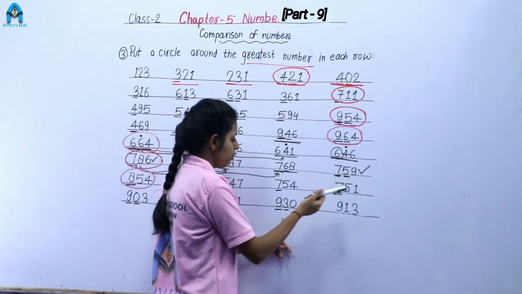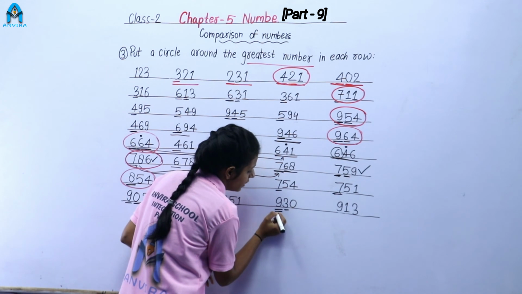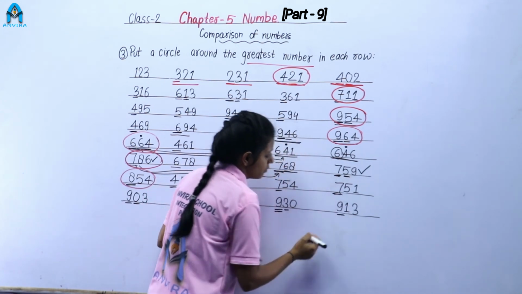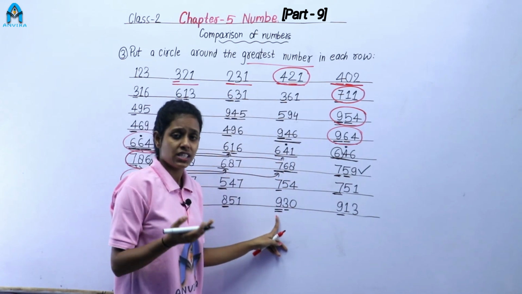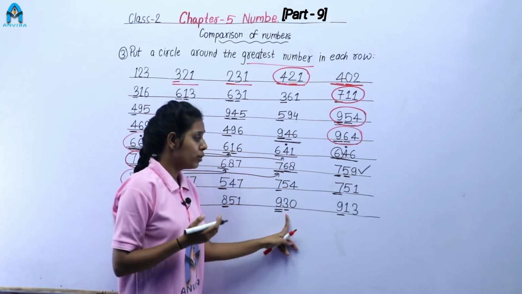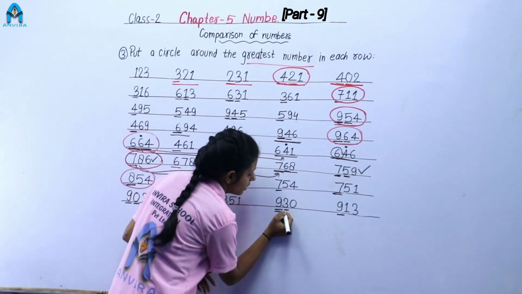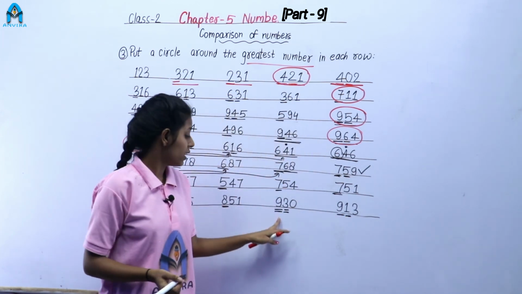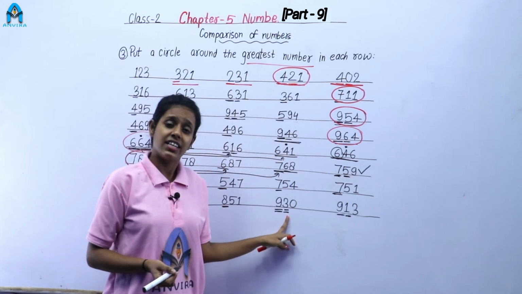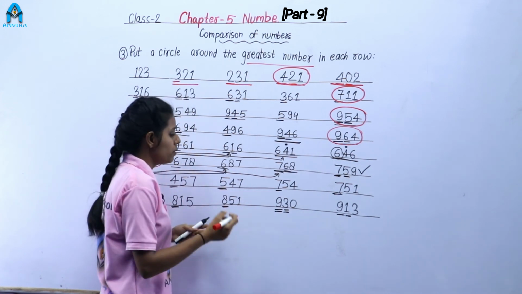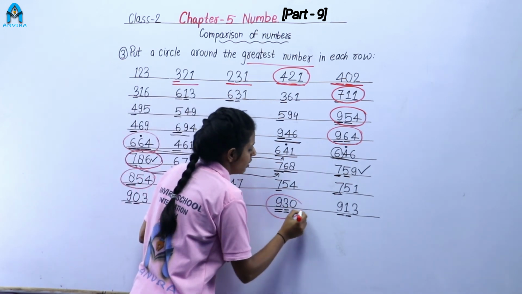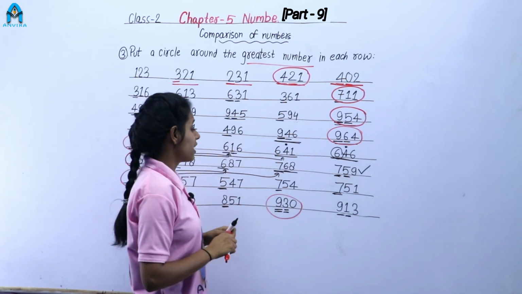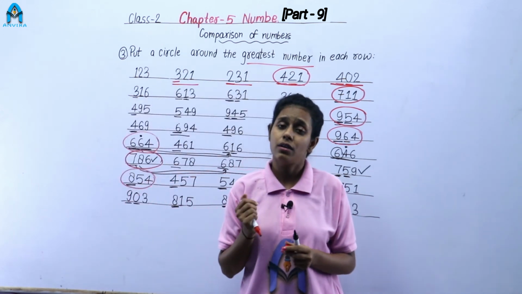930. Let's go to the next. 900 and 900. So, hundreds place is equal. Let's go to the tens place. 3 and 1. Which is greatest? Yes, 3 is greatest. So, we say 930 is greatest number in this row.